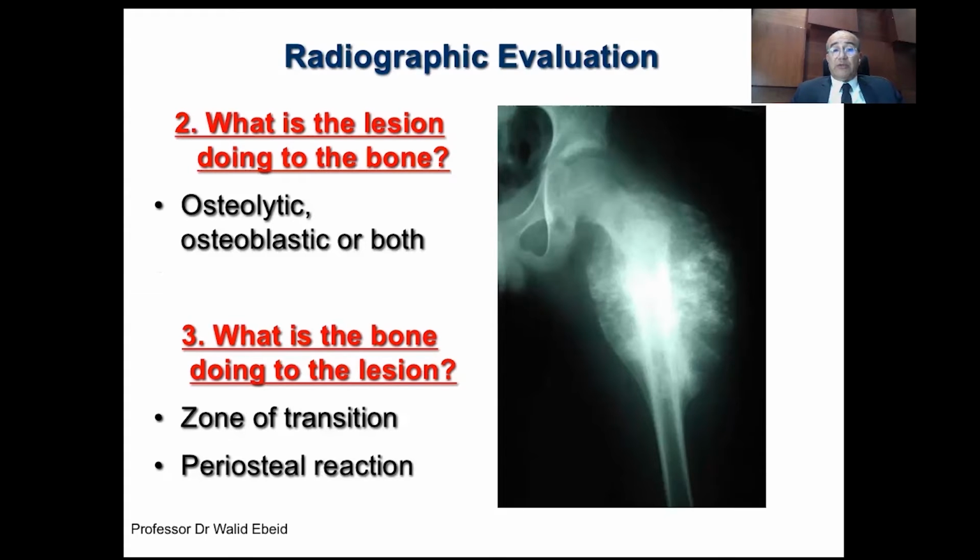The third question would be, what is the bone doing to the lesion? We mean by the zone of transition or the margin and the periosteal reaction. So it's either an ill-defined margin or a well-defined margin. And here it's definitely an ill-defined margin. The periosteal reaction in this X-ray is evident. You see a Codman's triangle, you see a sunburst appearance.